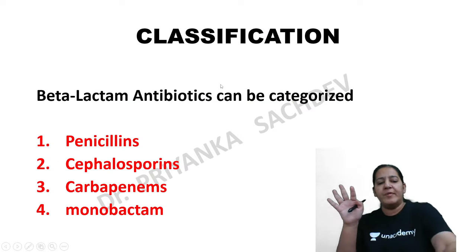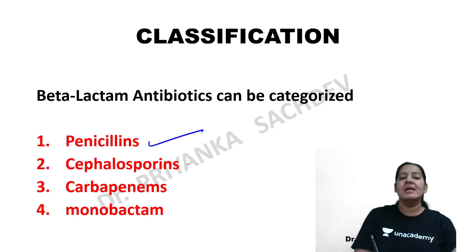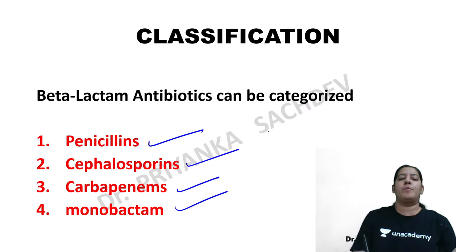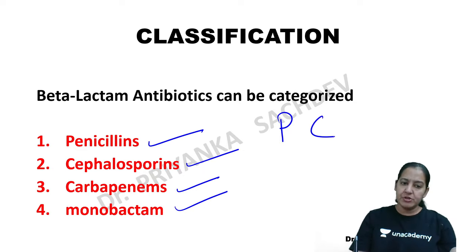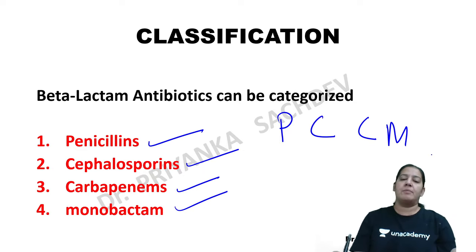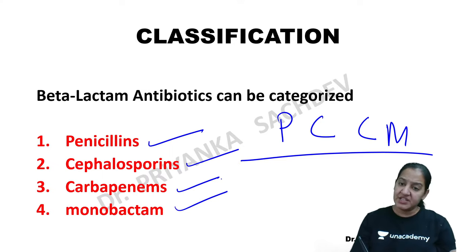Now there are four types of beta-lactam antibiotics. They are penicillins, cephalosporins, carbapenems, and monobactams. So penicillin, cephalosporin, carbapenem, monobactam. We will be studying these four chapters in detail in this session.